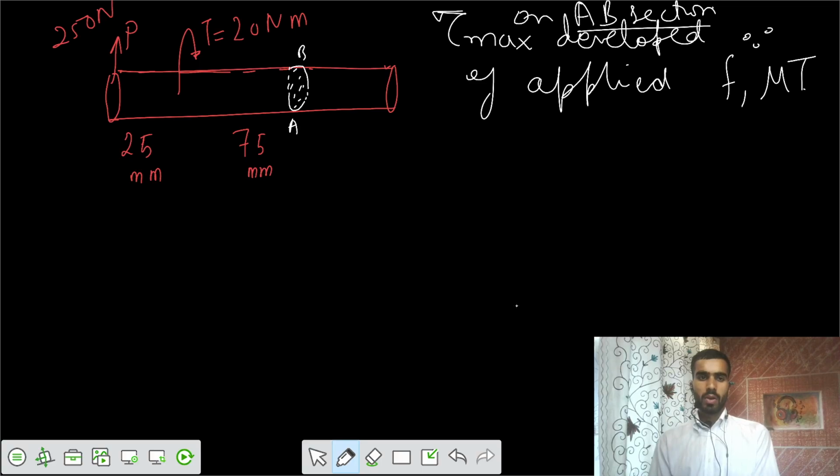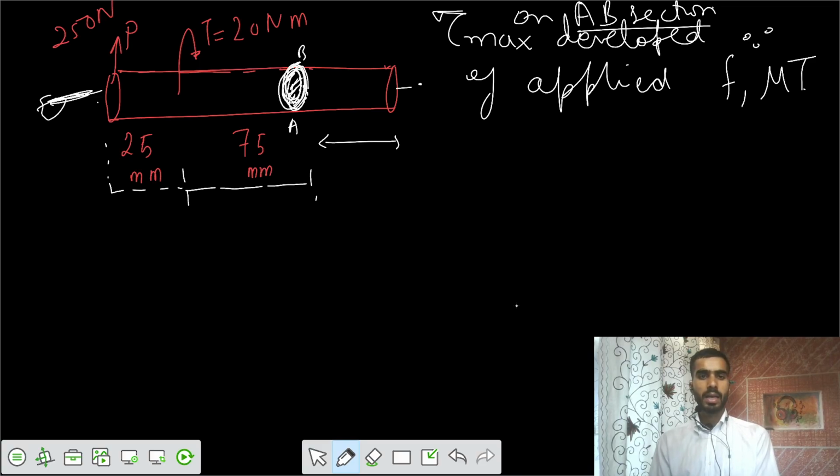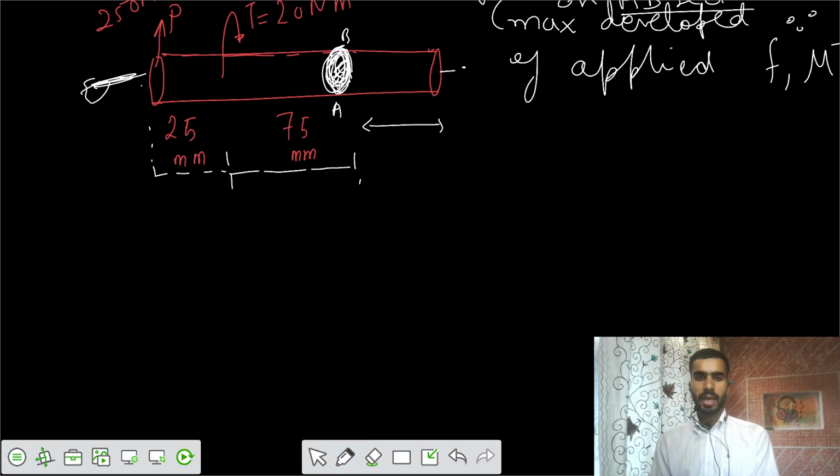Now you have this 25, and after that you have this 75. Let's forget this part. We don't worry about this part. Our concern is this section AB. And if you take this section, you should have a balanced section from the free body diagram. So let's say from this side it's also continuous, and you are worried about this part AB. So let's draw the free body diagram for AB.